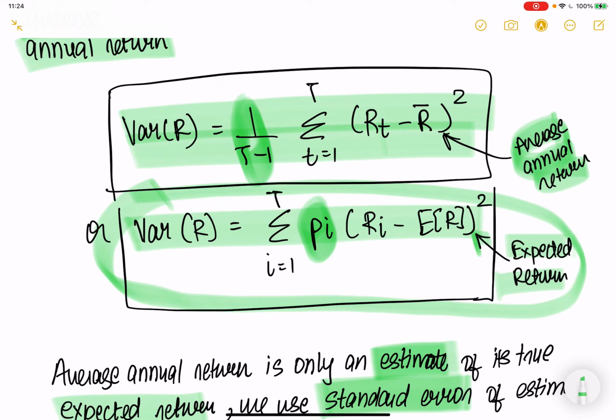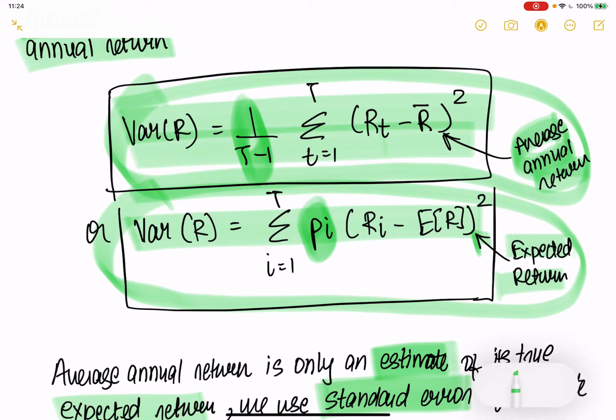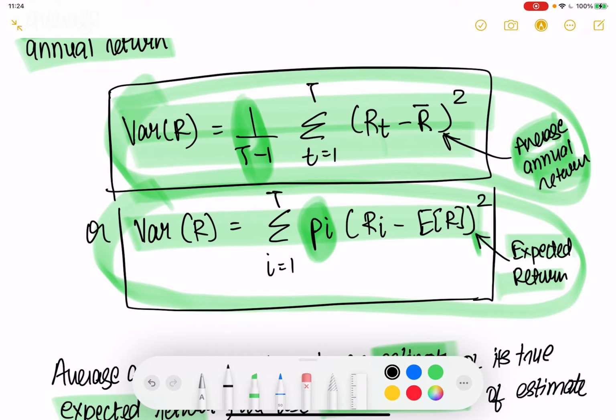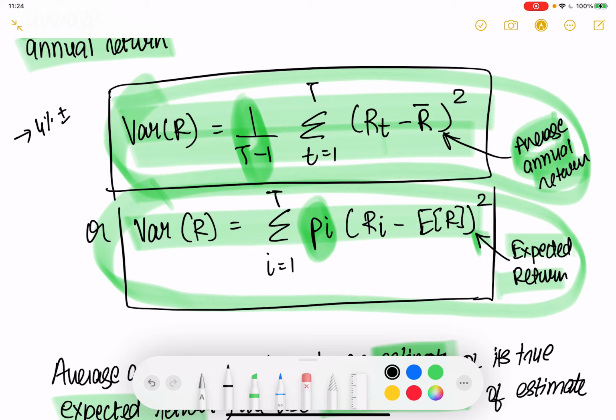But if you use average annual return, then you have to use standard error to say, hey, if I expect 4%, in this case you would have to say, let's say I expect 4% return plus and minus standard error, right? So standard error, let's say it's 1%, then you can say my expected return would be 4% plus and minus 1%, which is 3 to 5% as the range. But you don't need to do that for expected return.